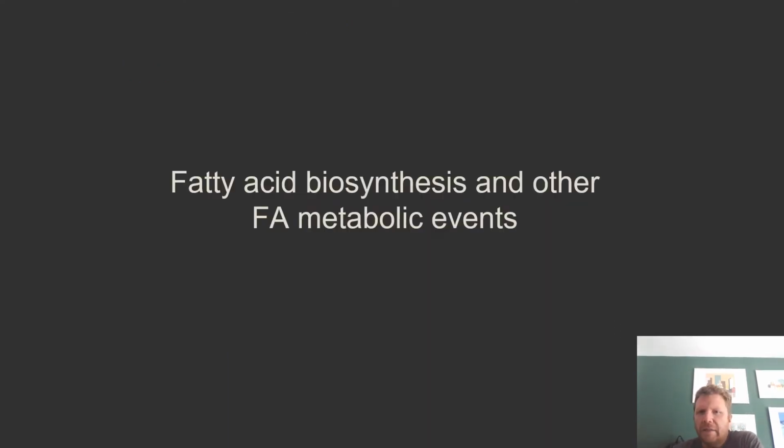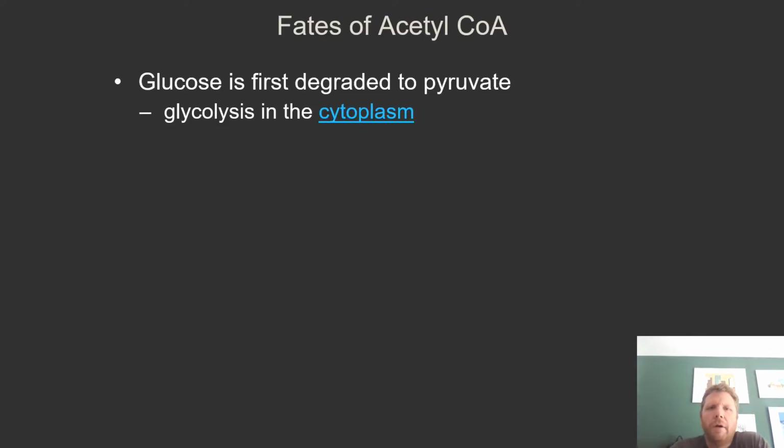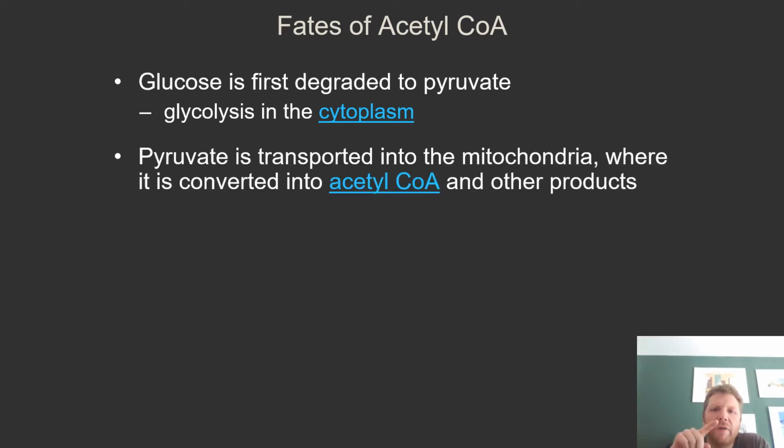Now, fatty acid synthesis and biosynthesis, we've talked about a little bit, in kind of a simplistic manner. Now, what are some of the fates of acetyl CoA? Glucose is first degraded to pyruvate through glycolysis in the cytoplasm. Pyruvate is transported into the mitochondria where it's decarboxylated and converted to acetyl CoA and other products.